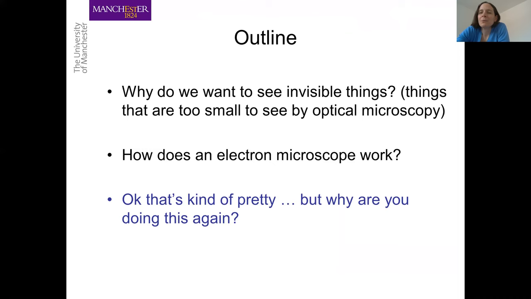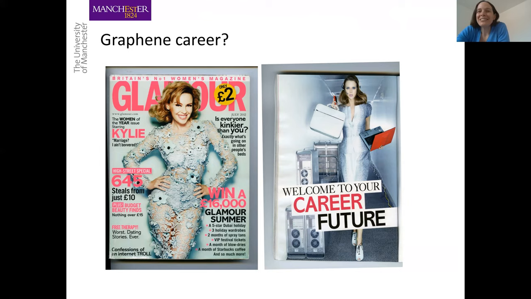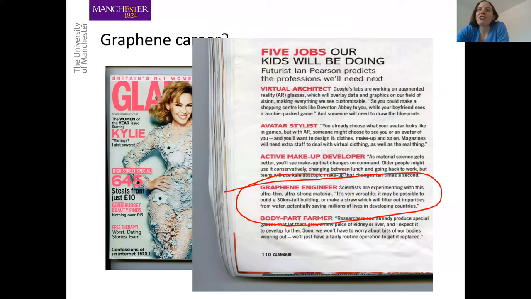Okay, so a few years ago, I was looking around thinking about what I might want to do, and I had a look at one of these well-known careers magazines, shown here, Glamour, and they were doing a special issue. And they had suggestions for jobs that people might be doing in the future. So the options were the virtual architect, the avatar stylist, the active makeup developer, graphene engineer, and body part farmer. And as you can see, I've circled the graphene engineer as being something which was a future option.